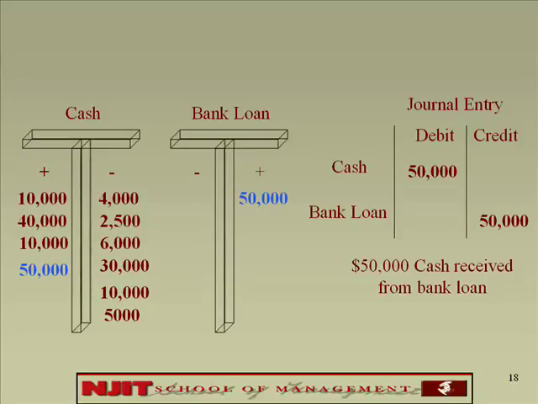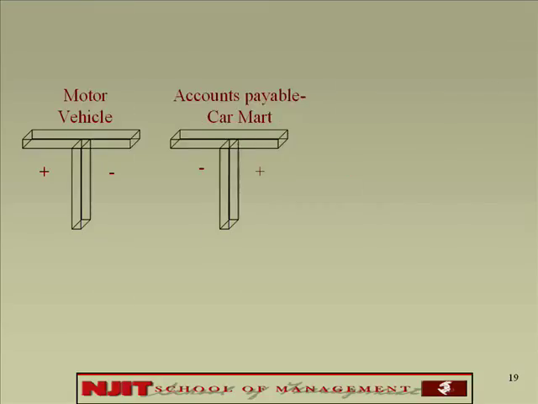The company purchased a motor vehicle from the local dealer, the Arkansas Car Mart, for 30,000 on account, which means a liability is affected because now you owe money to the Arkansas Car Mart. What do you call liability? Accounts payable. So the two accounts which are impacted are motor vehicle, which is an asset, and accounts payable, which is a liability. Motor vehicle and accounts payable.